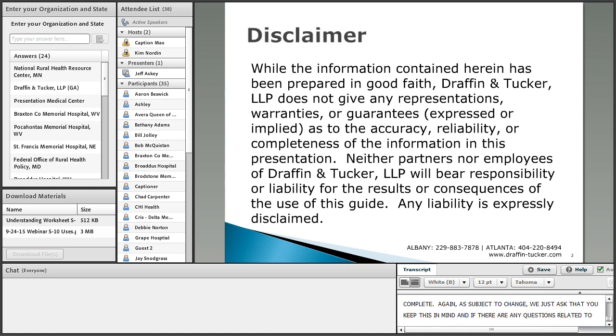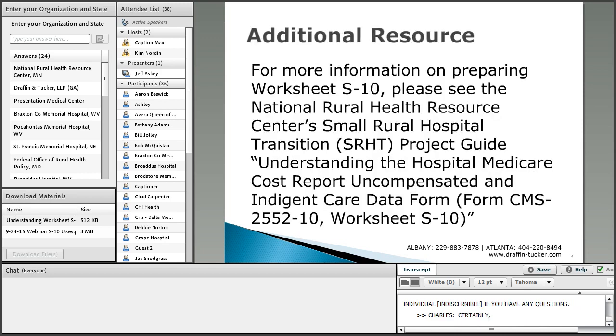Again, our disclaimer page, as this is an ever-morphing type of document within the hospital cost report. To the best of our knowledge, the information that we are providing you today is true, accurate, and complete. Again, it is subject to change, so we just ask that you keep this in mind. If there are any questions related to your S-10 worksheet and the data that's required to be reported within it, ultimately it's going to be CMS's determination if you are completing the form accurately. We would suggest that you follow up either with your cost report preparers or your individual MACs if you have any subsequent questions, and certainly to address your hospital-specific situation.